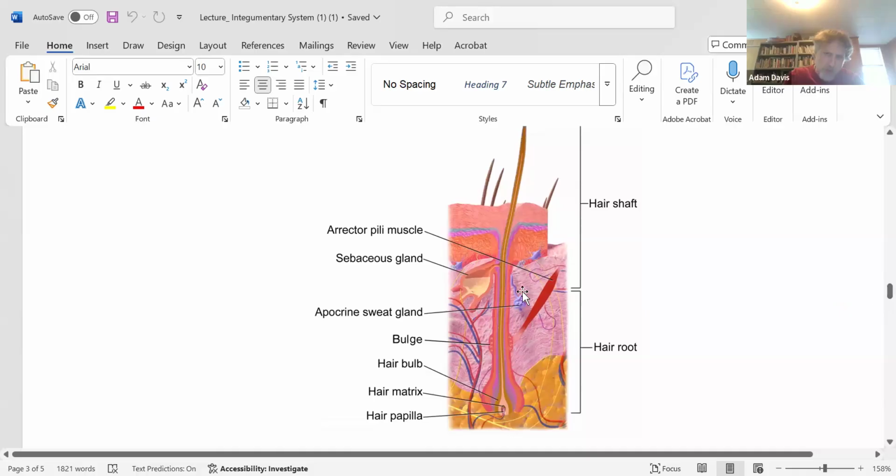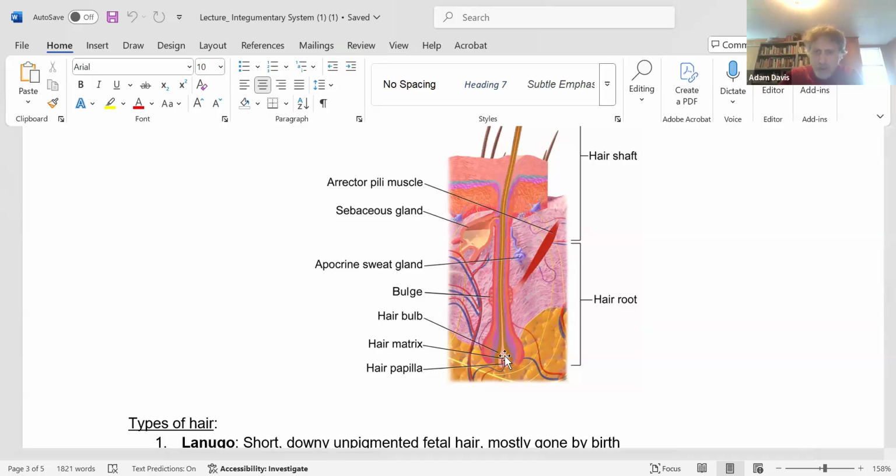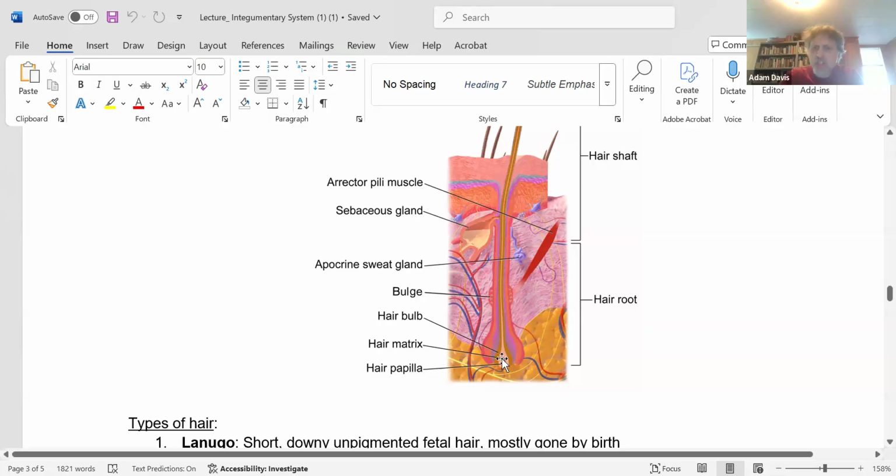for the parts that we have here, the follicle is going to be the sheath down within the skin that houses the hair. The follicle, you can see, is enlarged at its base to form what we call the bulb of the hair. In the bulb of the hair, here you're going to find the hair matrix, which is the living region of tissue from which the hair grows.